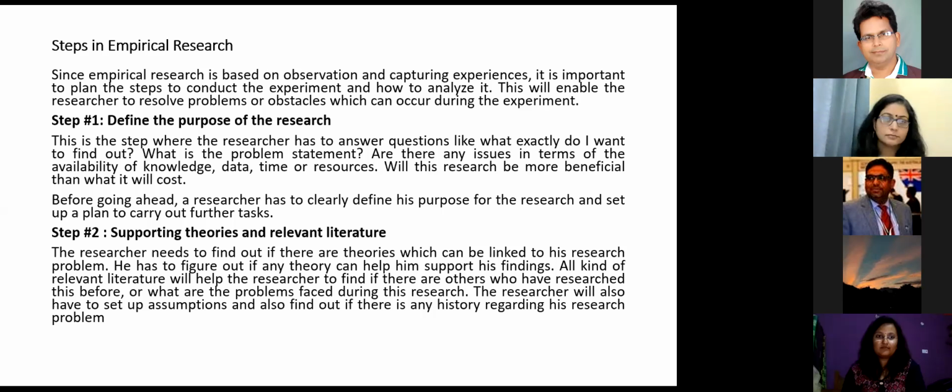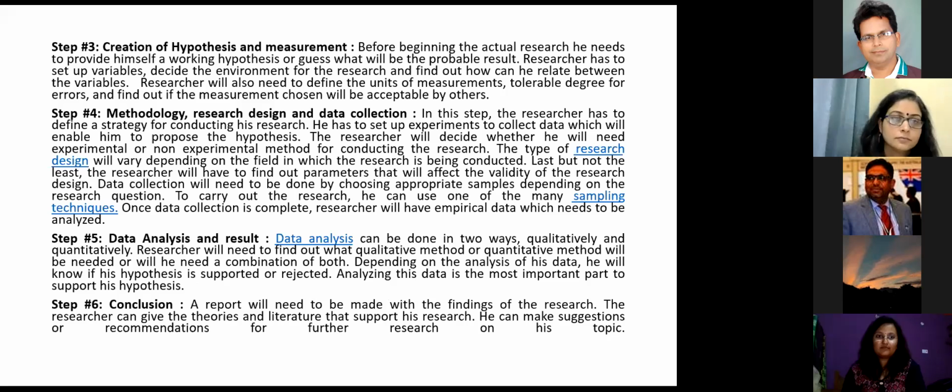Then the number 3 is creation of hypothesis and measurement. Before beginning the actual result, before framing a proper hypothesis, you just find out what are the variables that I'm going to measure in this hypothesis. And sometimes you want to do something, whether it will be helpful for further development of that area, or that focus of that research.